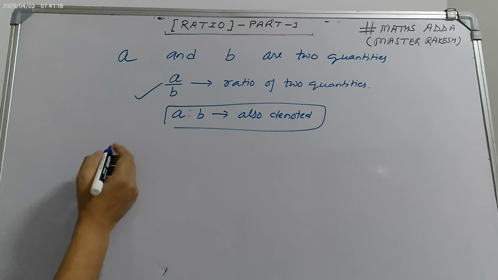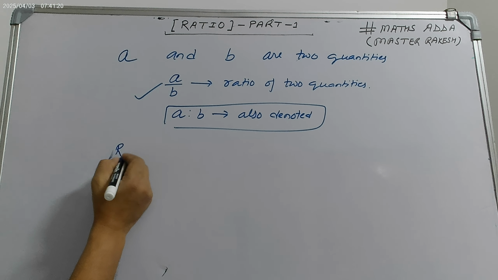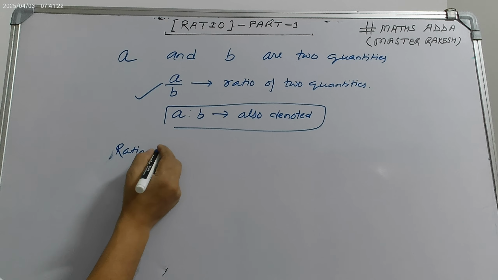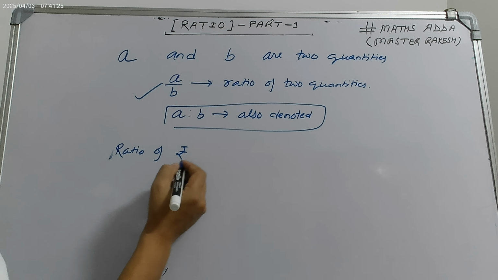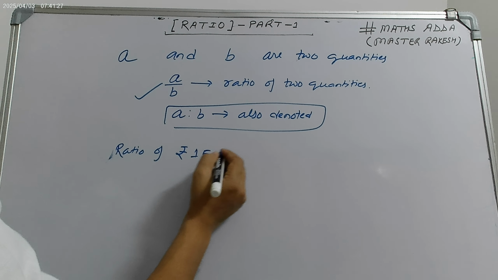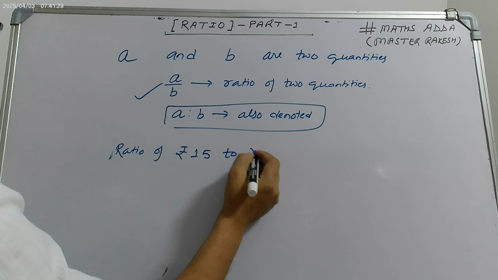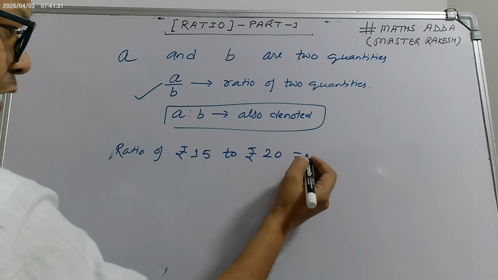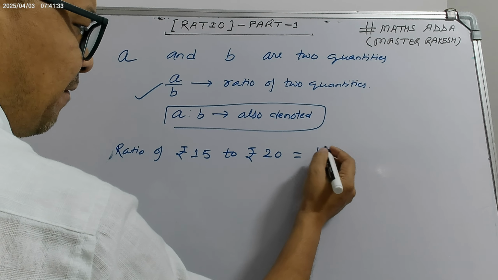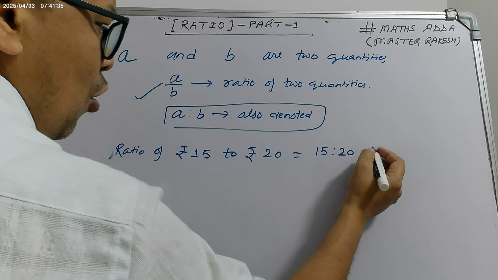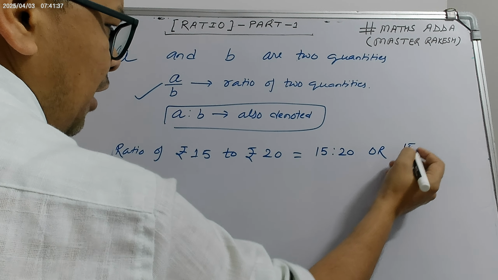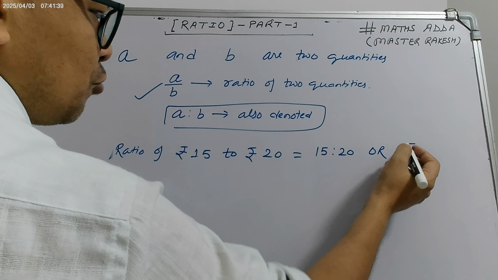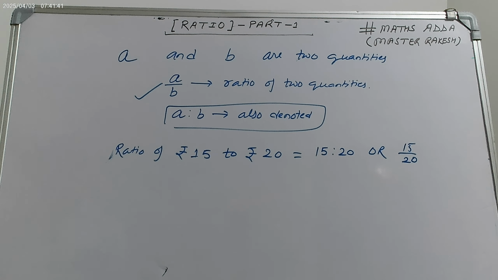So if I ask you the ratio of rupees 15 to rupees 20, what will you say? You will say 15 ratio 20, or 15 upon 20, or 15 by 20. You can read it as 15 by 20. Whatever the ratio will be, it will be this.